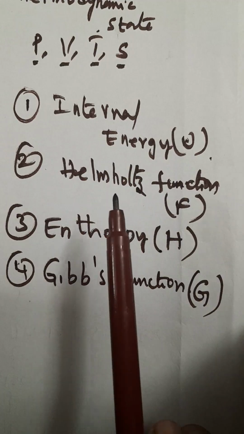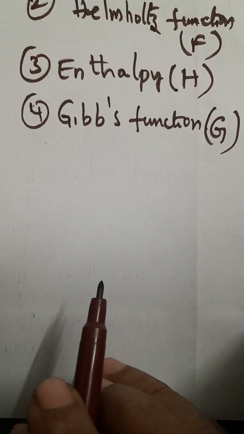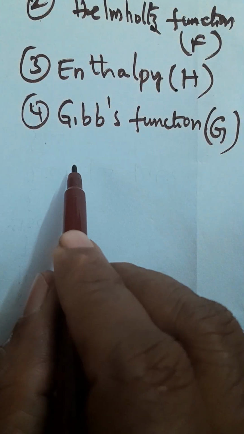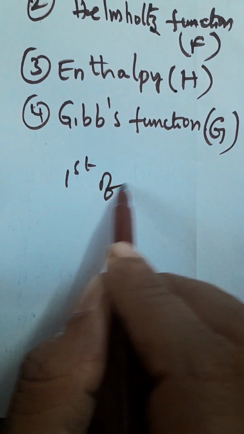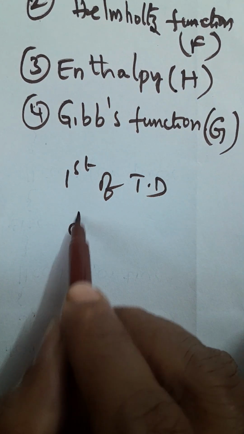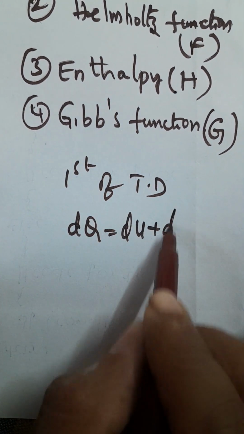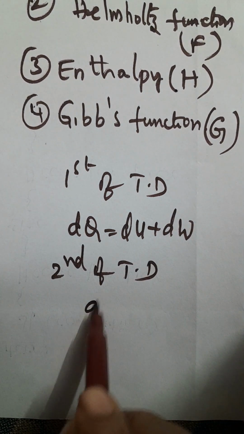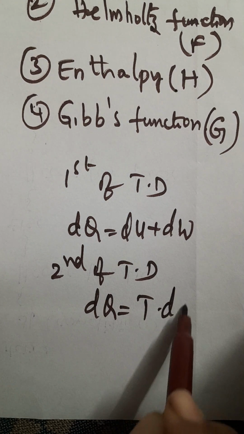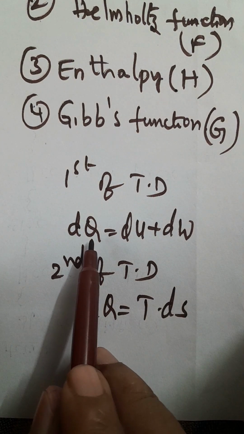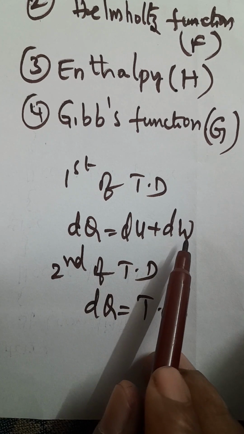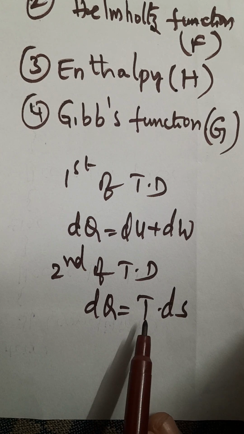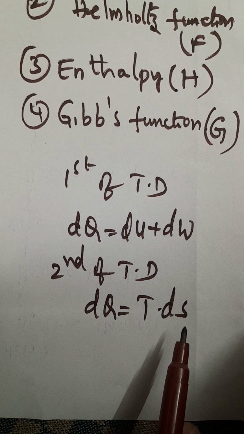Now we'll discuss one by one. Before starting internal energy, first of all we should know these three formulas. The first law of thermodynamics is dq equal to du plus dw, and the second law of thermodynamics is dq equal to T ds. Here dq is the heat supplied to the system, du is the change in internal energy, and dw is the work done. Similarly dq is heat, T is temperature, and ds is the change in entropy.